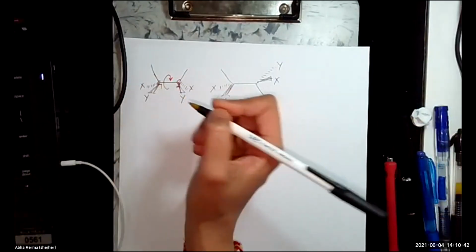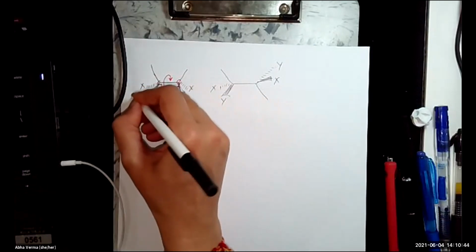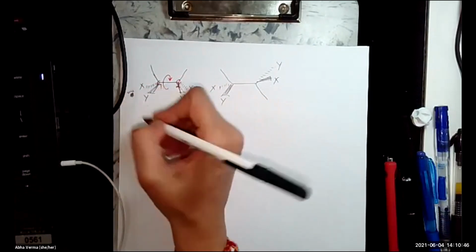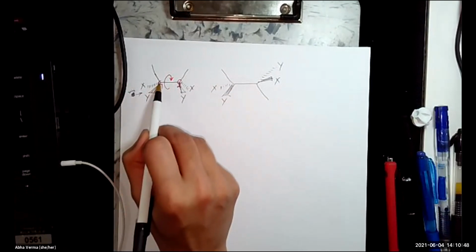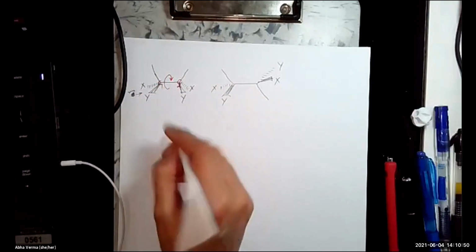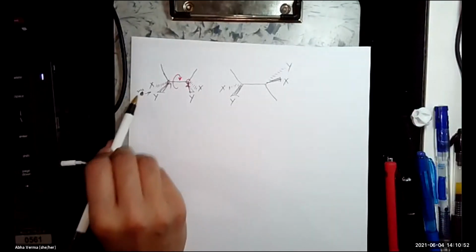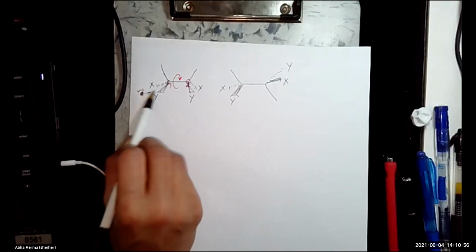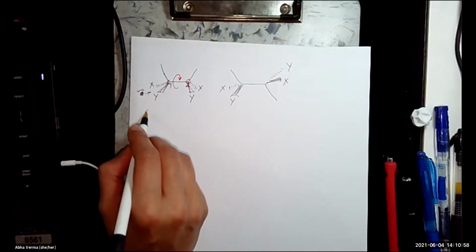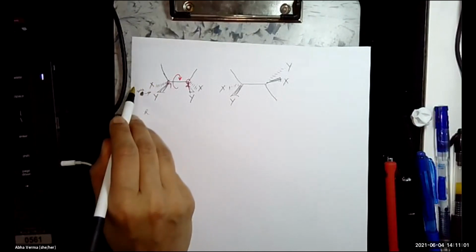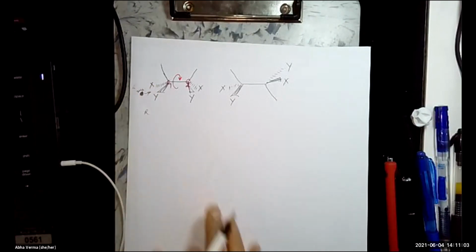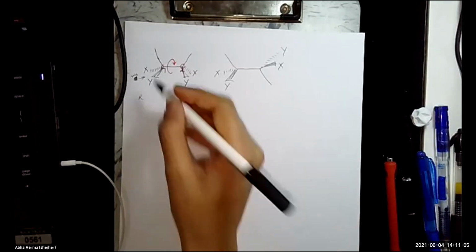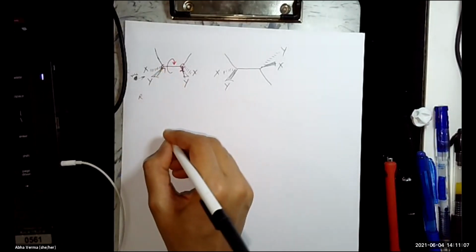So this is my carbon 1. I'm going to start looking. So this is my eye. I will keep my carbon 1 right here. So if I'm looking from this angle, where is my Y and where is my X? To my eye, my Y is on my right. To my eye, my X will be on my left. So I'm going to draw this as a dot.